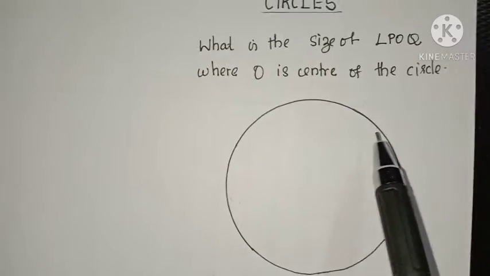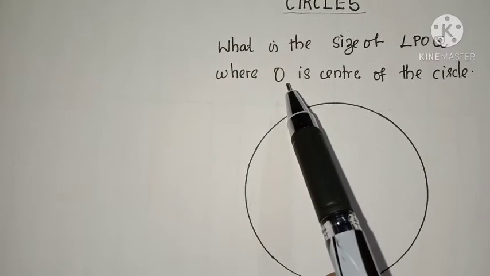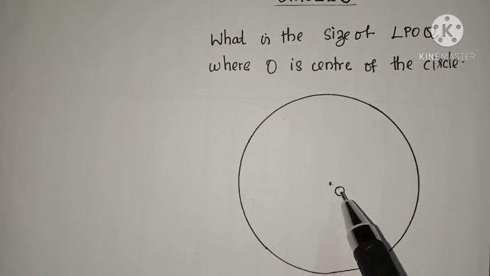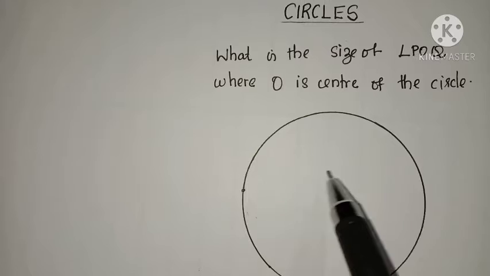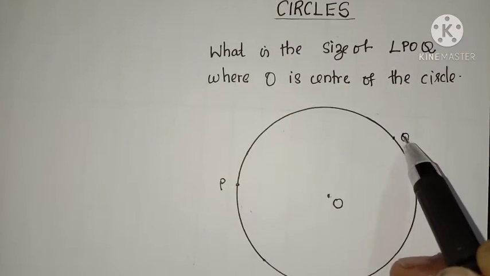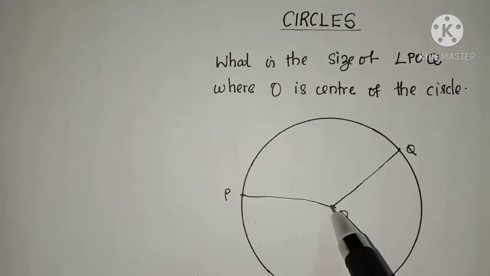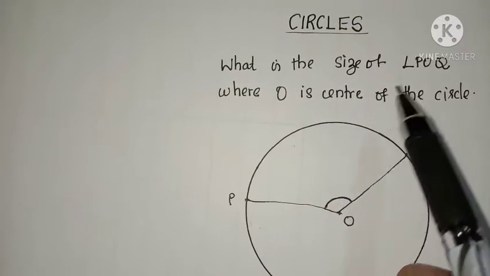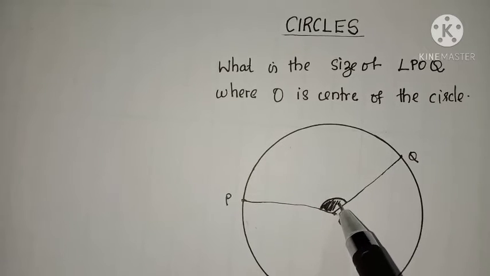Let's see this question. What is the size of angle POQ where O is the center of the circle? Listen, the center of the circle is O and on the circle we have two points P and Q. Now join PO and QO, we get an angle POQ. So our question is, what is the size of angle POQ? Size of angle POQ means we need to find this angle.